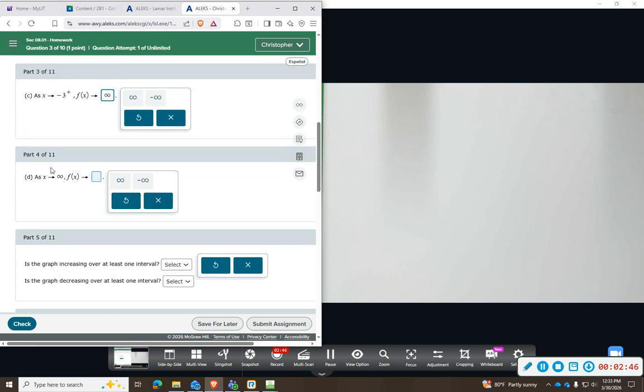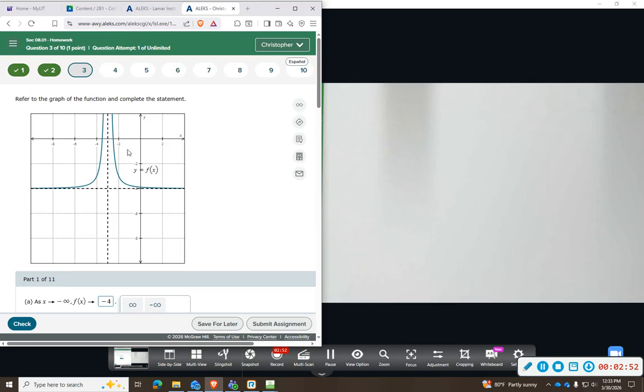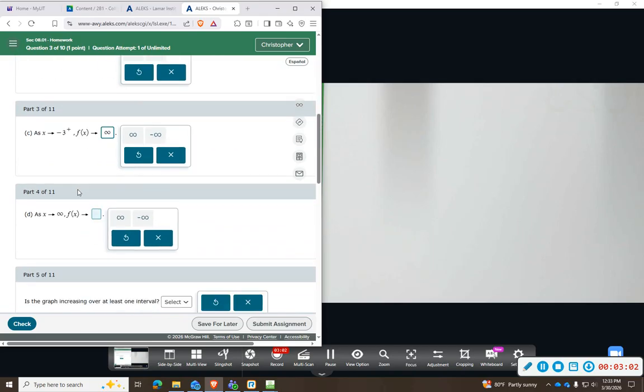Now, as x goes toward positive infinity, so as x goes to the right, okay, so here I'm going to the right forever and ever and ever. This blue line is getting ever and ever closer to this dotted line right here, and again, it's at a height of -4. So we would say the y value is going toward -4.